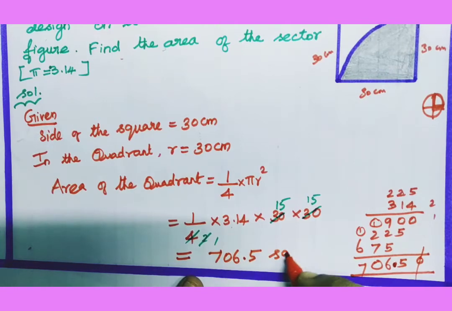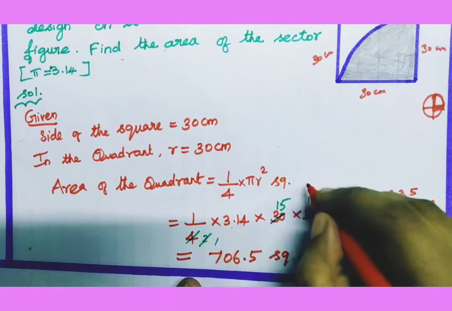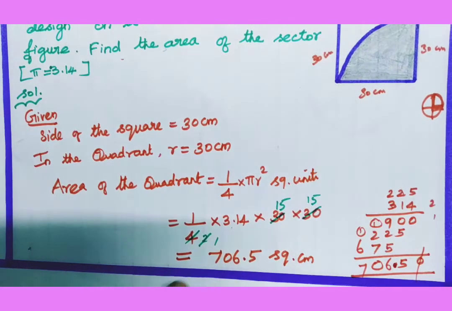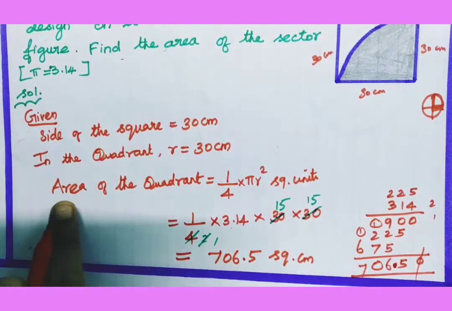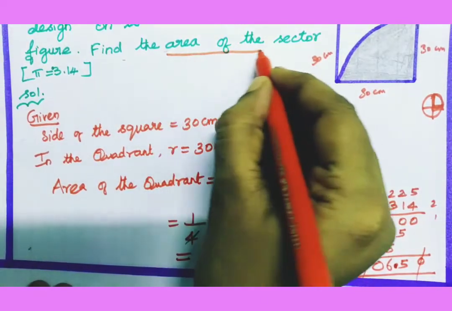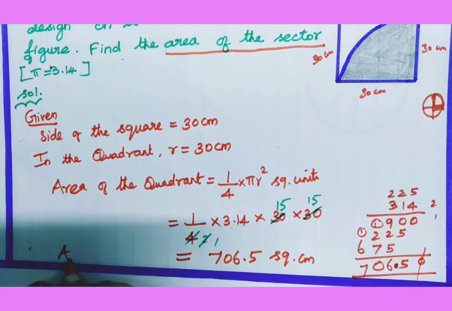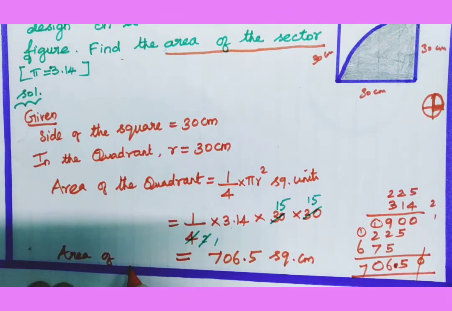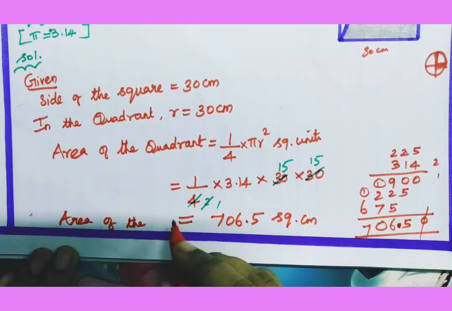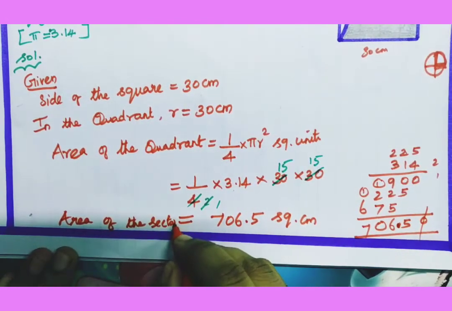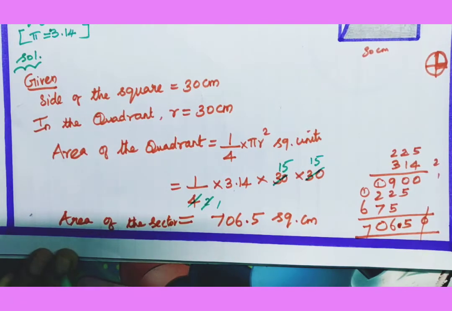706.5 square unit is what? Centimeter square unit. Okay. So, this one we can say area of the sector also. This one we can say area of the quadrant or area of the sector. So, now I will write area. According to the question, we can write area of the sector. So, we found this.